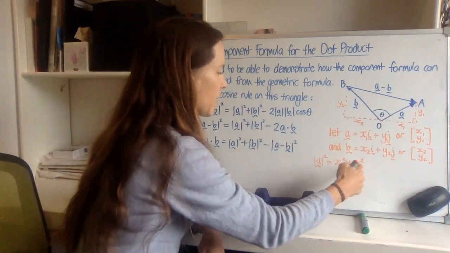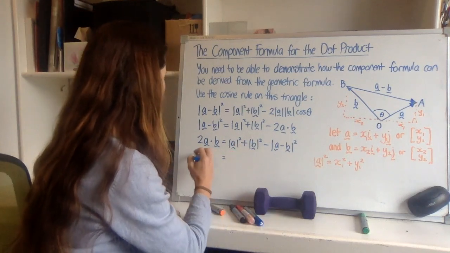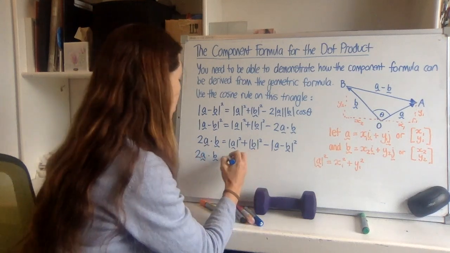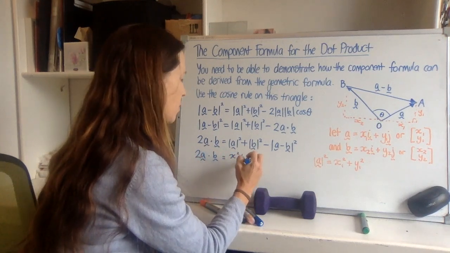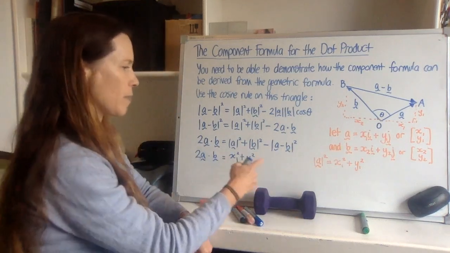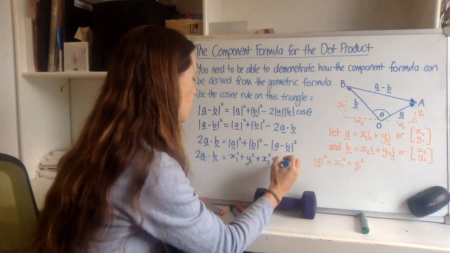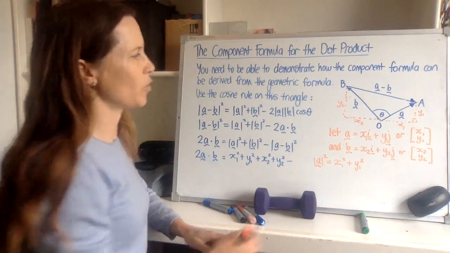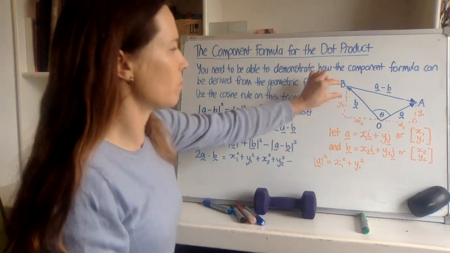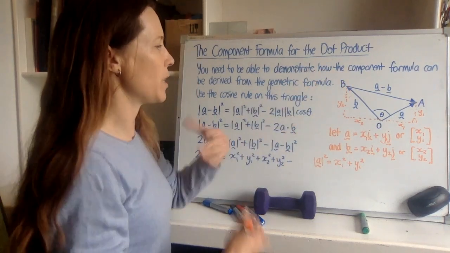So we can now go ahead and sub this straight in over here, and we will have 2a dot b is equal to x1 squared plus y1 squared. And then for the other vector, we can do the exact same thing, except it's going to be x2 squared plus y2 squared. And now applying the distance formula to find the distance of this vector, all we need to do is say, well, how tall is this length here? It would be y2 minus y1, and we need to square that.